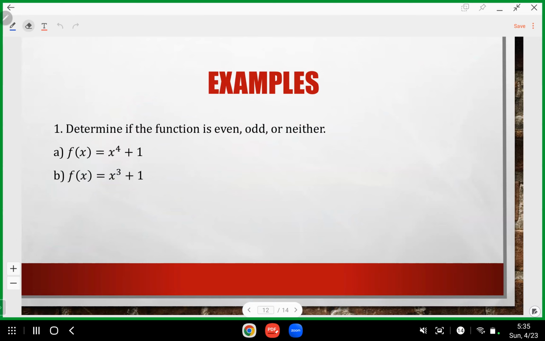So first, let's just do this one. Determine if the function is even, odd, or neither. I've given you two functions here, and you have to test whether they're even, odd, or neither.